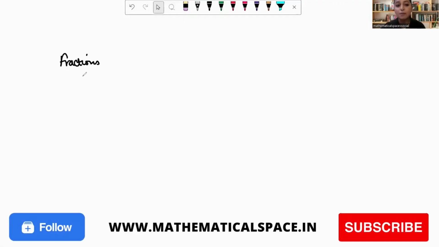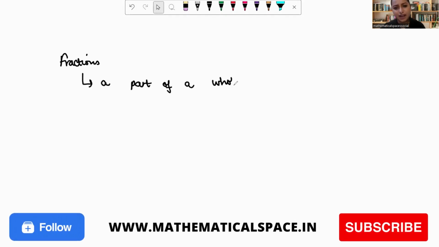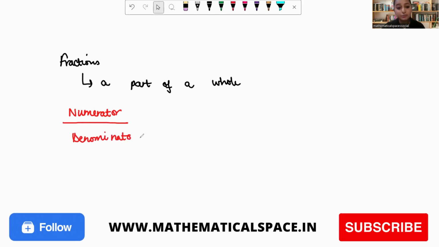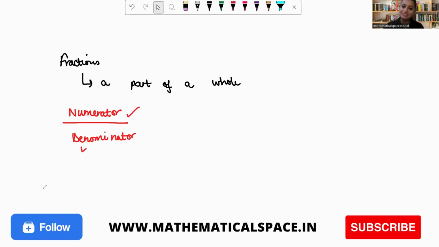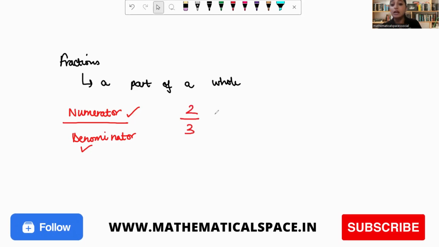Fraction means a part of a whole. In fraction, how do we write fraction? We write fraction in the form of numerator over denominator, right? And what is the numerator? Numerator is the above term and denominator is the below term, right? Good. Now, let's discuss few examples. For example, 2 by 3 is a fraction, 9 by 2 is a fraction, 3 by 8 is a fraction. You can give any fraction.